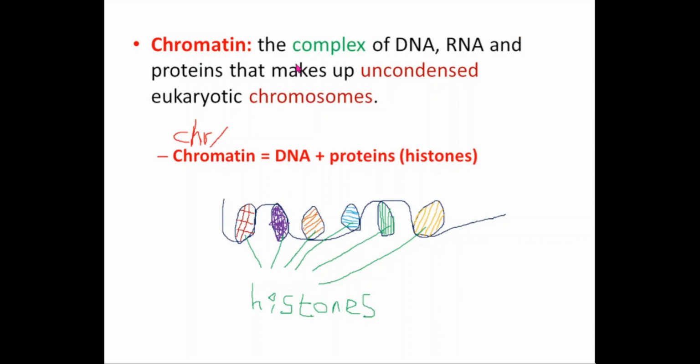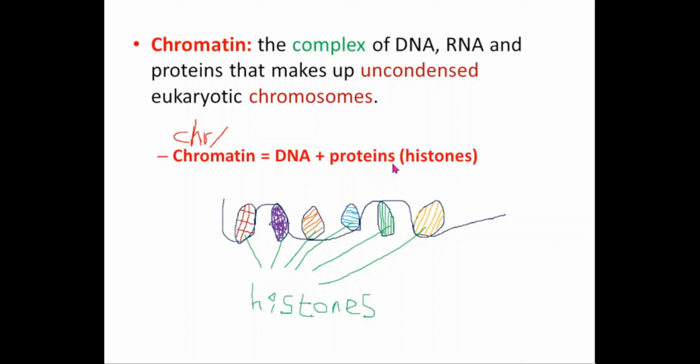What is chromatin? The complex of DNA, RNA, and proteins that makes up condensed eukaryotic chromosomes. We say chromosome when the chromatin becomes condensed, when the chromosome becomes condensed during cell division. So chromosome or chromatin is made up of DNA and proteins.